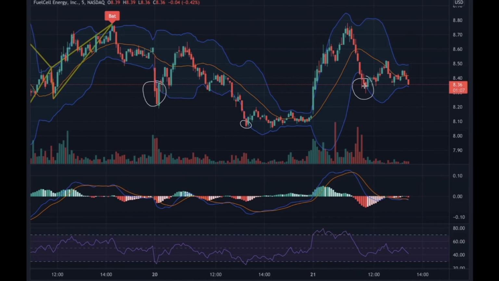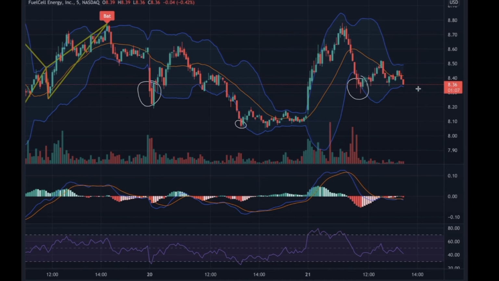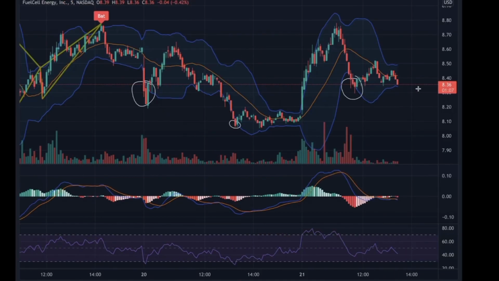So took profits right here. But because we've entered all the way down here, you're still going to make like a good 20, 30% depending on what options you've taken. So that's one example.